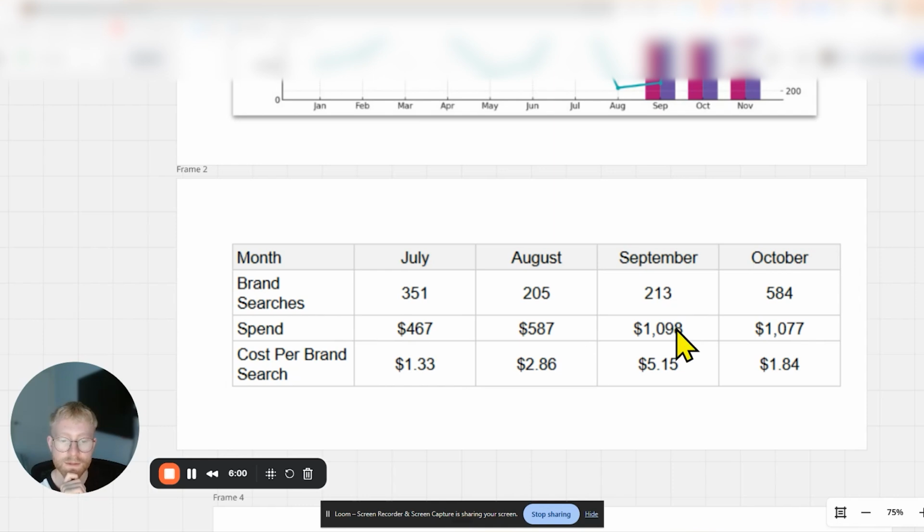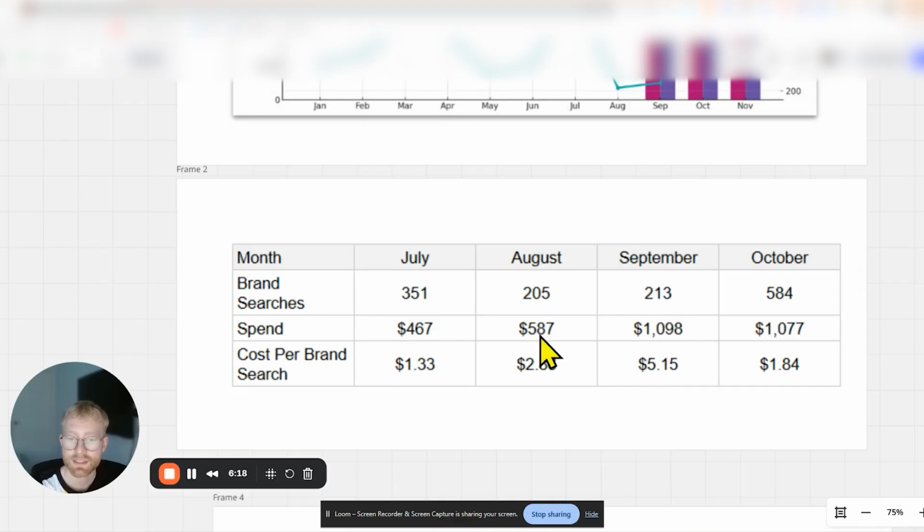And then in September we increased it, right? We doubled it. And what this tells us, and you can see in September, is that brand searches actually stayed pretty much exactly the same as August. In fact, they were less than July, right?